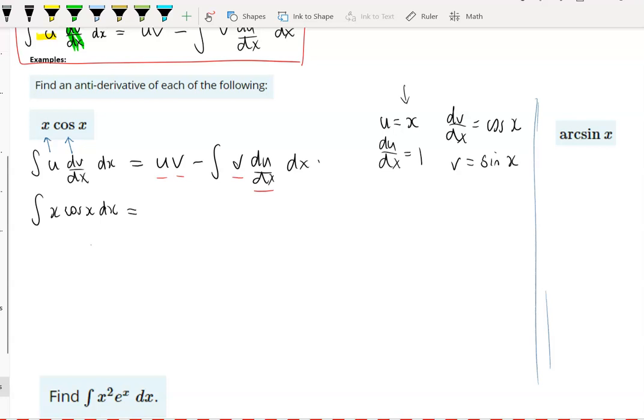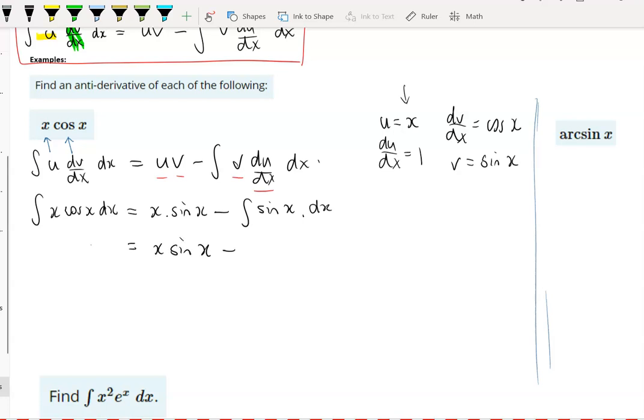So this is going to be the integral of x cos x dx. So that's going to equal u times v. Well, u is x and v is sine x, minus the integral of v, which is sine x, times du/dx, and du/dx is 1. So it drops off. And now notice, the only thing I have to integrate is the sine x. This is already integrated. I don't need to touch that apart from rewrite it.